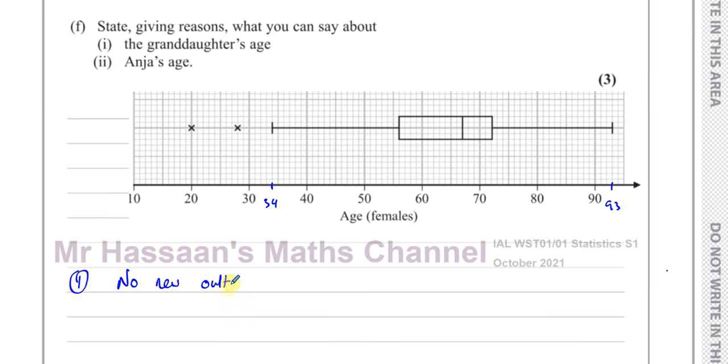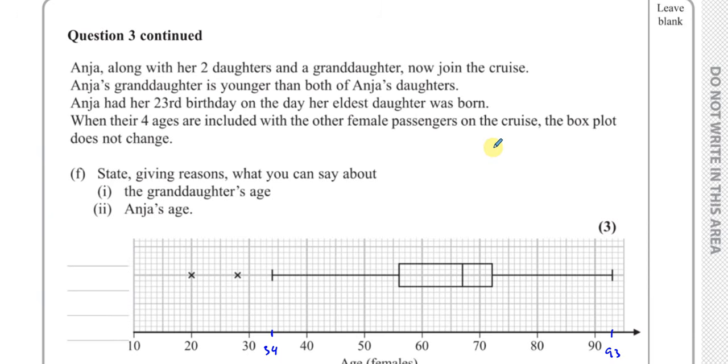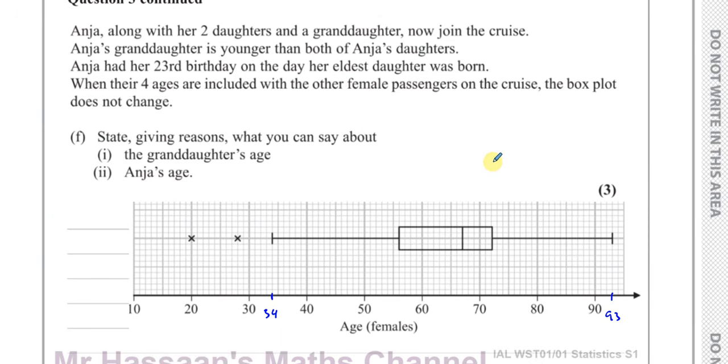So that means their ages must conform to that. The ages of all of these people must be more than 34 and less than 93. Otherwise, there would be extra crosses. That's the first thing we could say. All right, and then there's four ages.